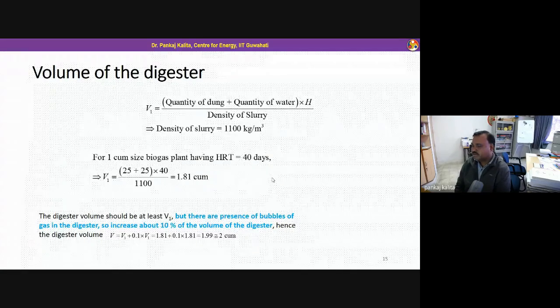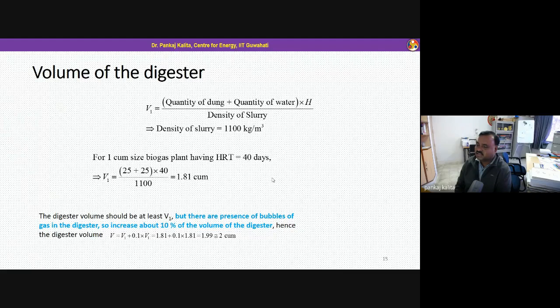and this digester volume should be at least V1, but there is presence of bubbles of gas in the digester. So the increase in volume will be about 10% of that volume V1. Okay, that's how it is. Total volume of the digester will be V1 plus 0.1 multiplied by V1. So it will be about 2 cubic meter, for this condition.